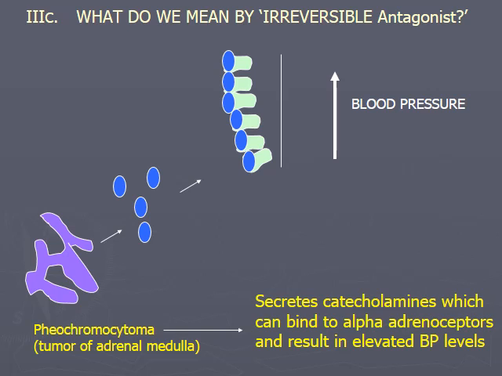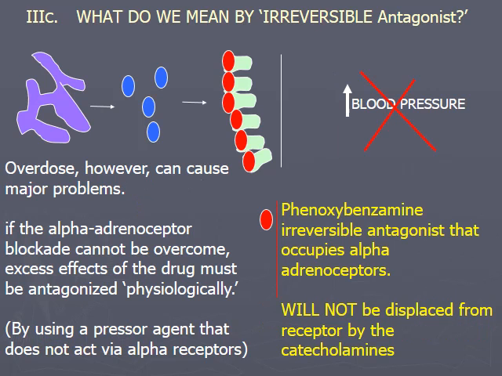No. Right? But if you use an irreversible antagonist like phenoxybenzamine, which binds to the receptor and blocks it permanently, along comes a tsunami of catecholamine, and what happens to blood pressure? It doesn't change. Now, this picture is a little misleading because you don't block every single alpha receptor in the body with the drug, right? Because that would never allow you to raise your blood pressure.